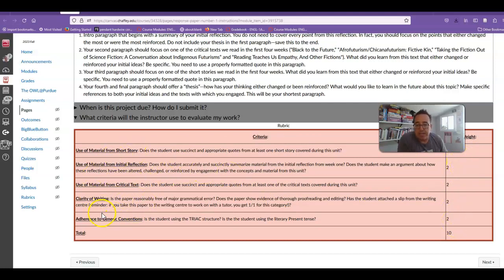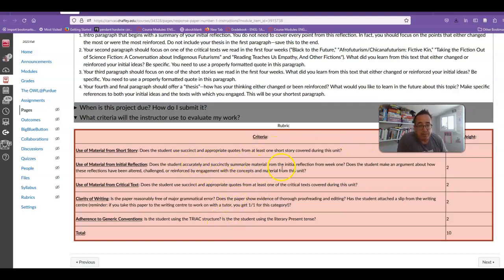So in this case, the first paper has 5 categories: material from the short story, the initial reflection, critical text, clarity of writing, and then those generic conventions. Right? So, again, I'm trying to be very transparent and clear about what I'm looking for and how I'll be scoring these essays when they come in. So please do use that yourself.